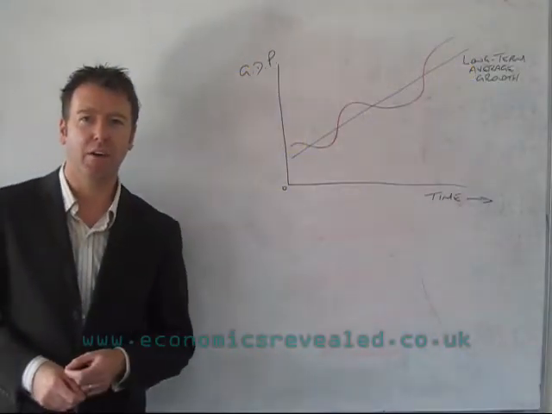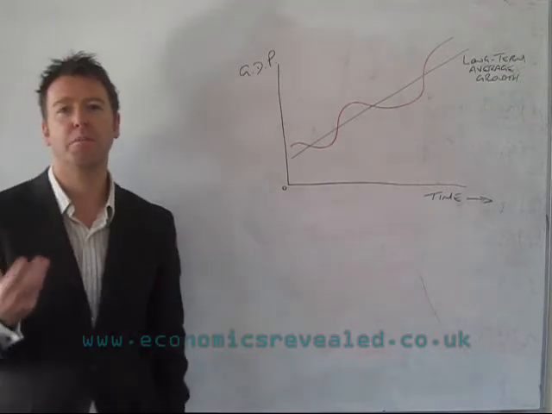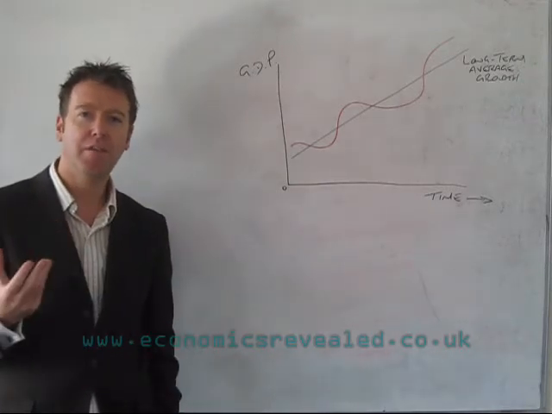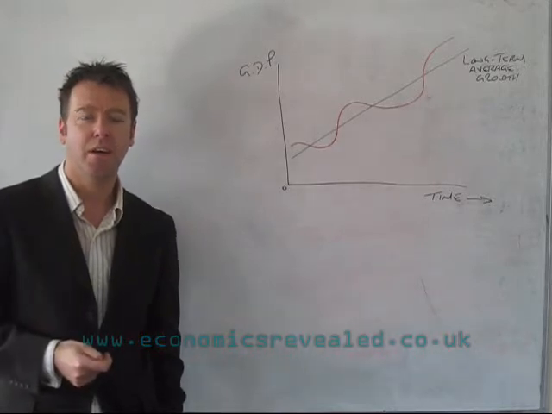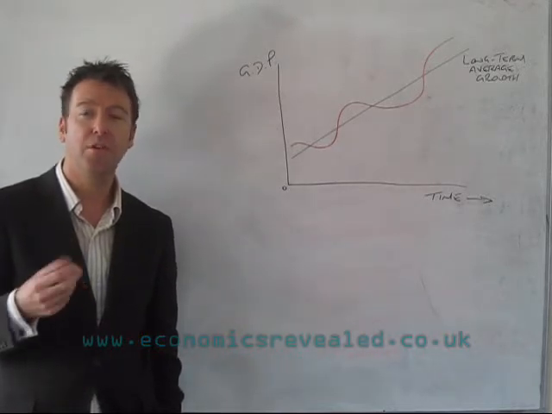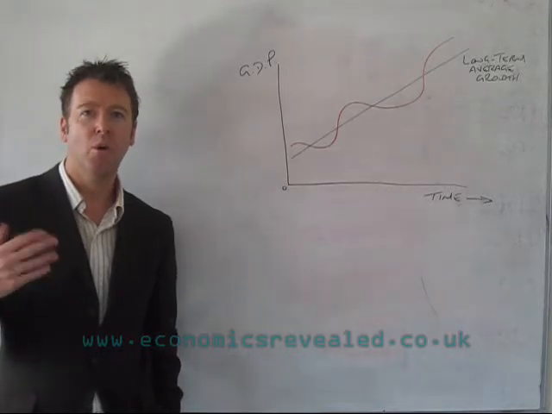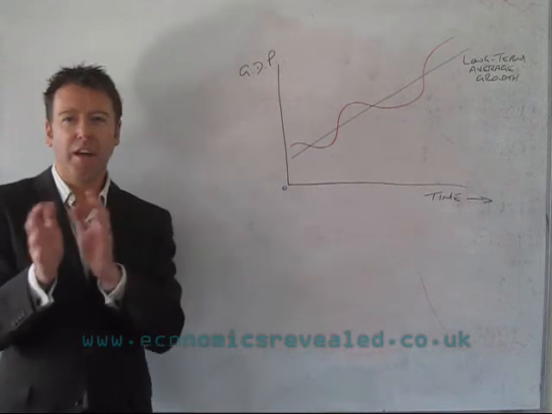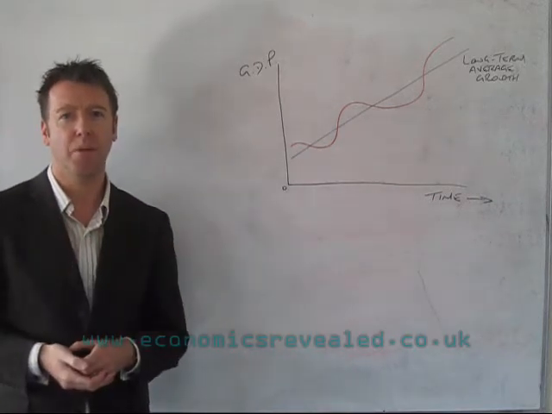GDP and the economic cycle. GDP stands for Gross Domestic Product and is the money value of the output of everything produced in an economy in a year. Now there's also other measurements that you can use, such as GNP, Gross National Product, or national income. There are slight differences in the value of these numbers, but we'll stick with GDP for this particular video.